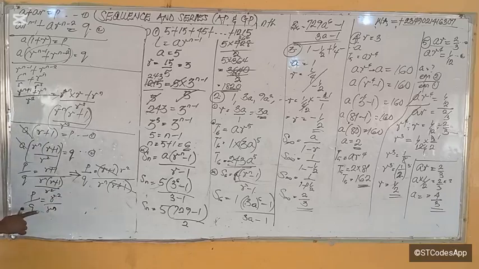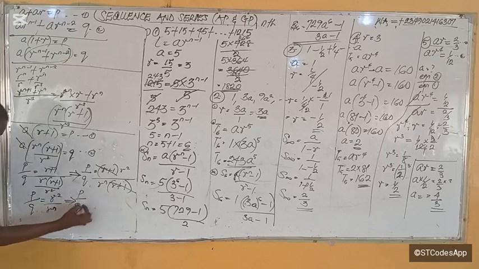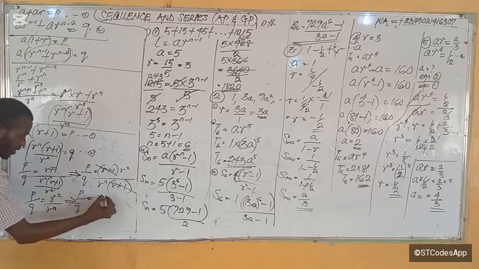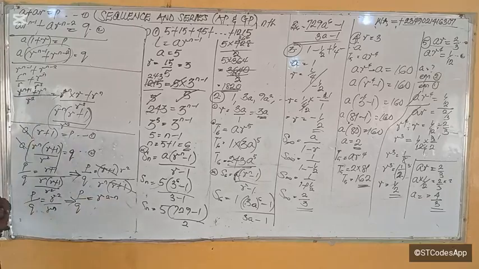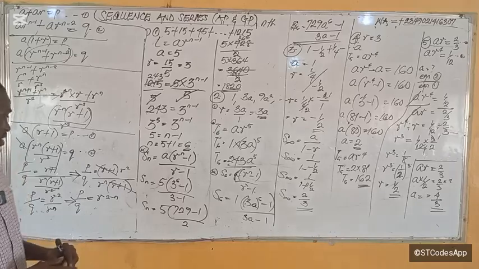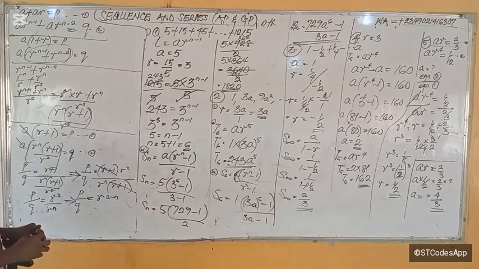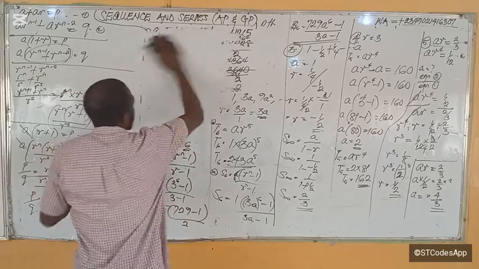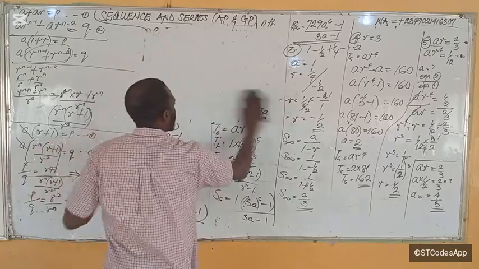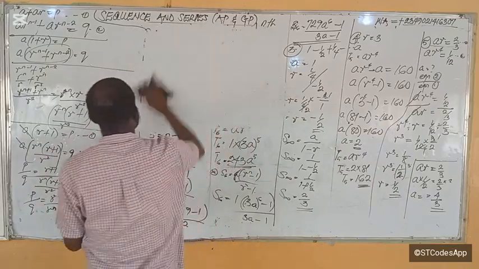Let's write this with a common base. This becomes p over q equals r^(2 minus n). Is that clear? So if this is the case, how can we make r the subject of the formula? R can become the subject of the formula by doing the following.